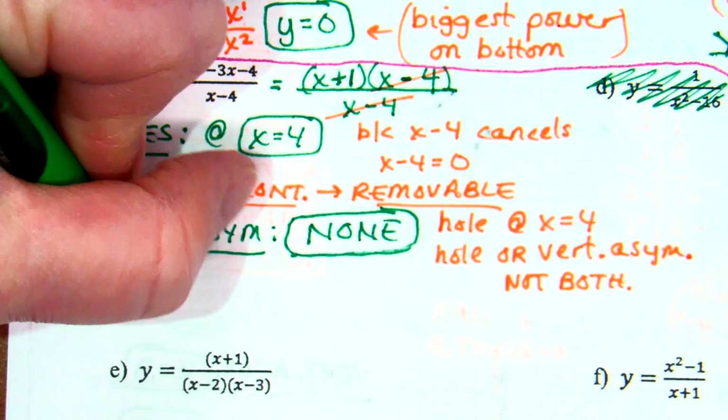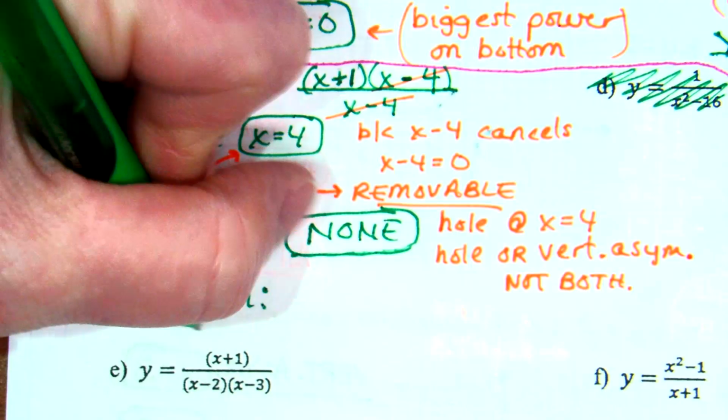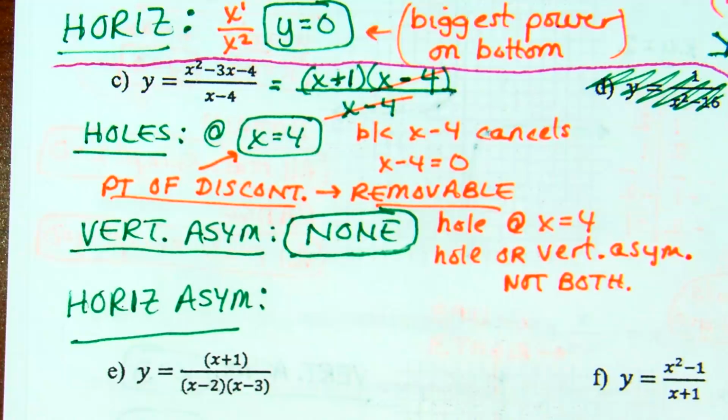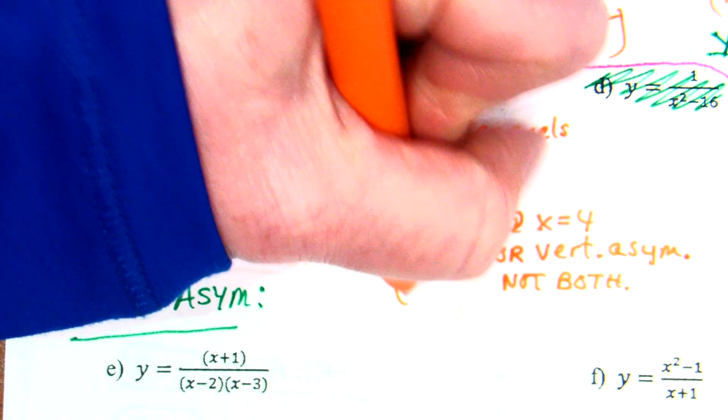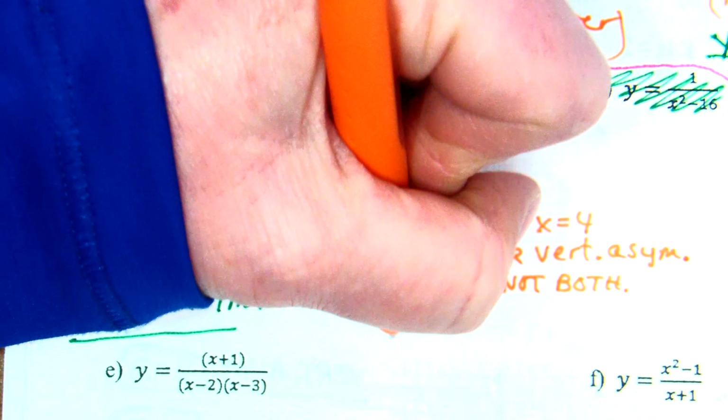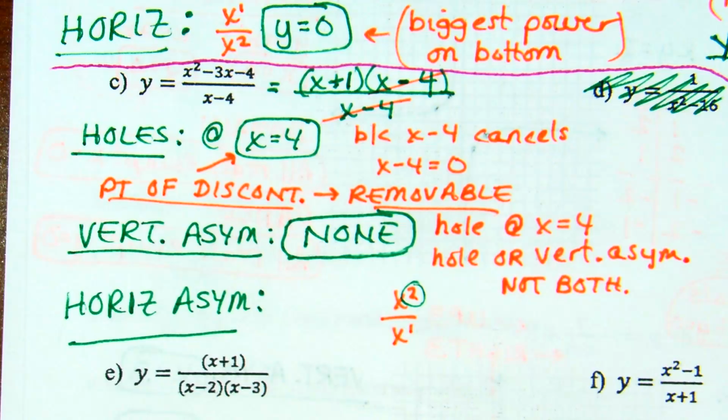Horizontal asymptote when you're ready. How do we find horizontal asymptotes? Powers. Before I factored this, what was my biggest power on top? X squared. What was my biggest power on bottom? X to the first. Where is my biggest power? On top. Read the rules. Biggest power on top says no asymptotes. And again, my reasoning was bigger power on top.